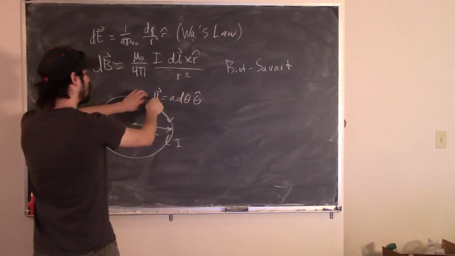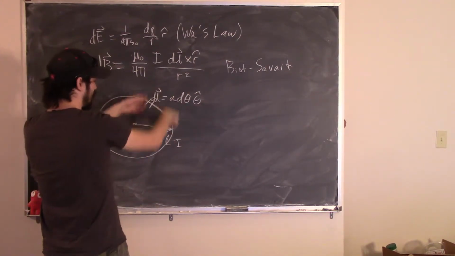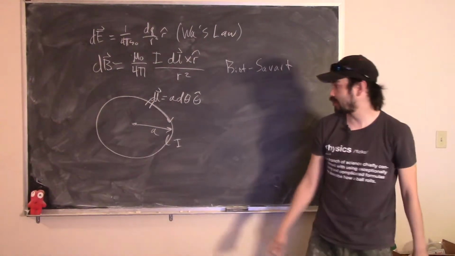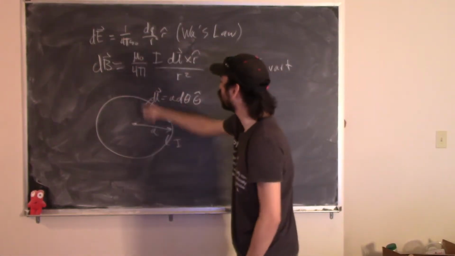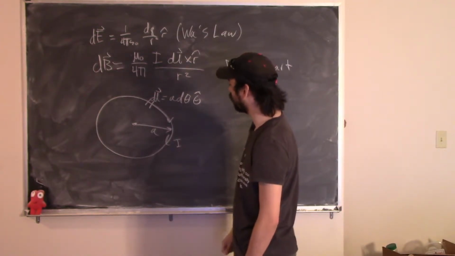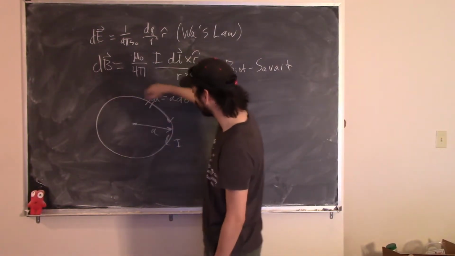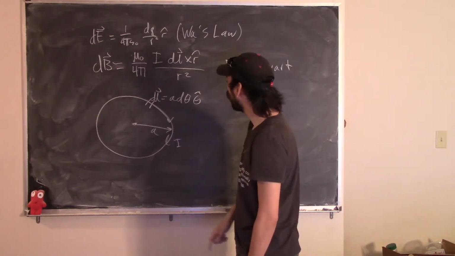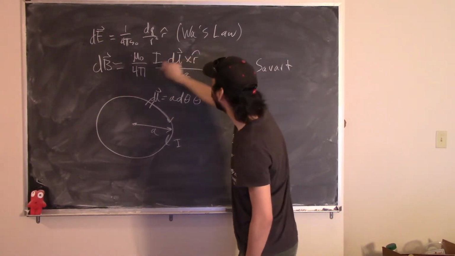So dl contains the directional information for the current. You see, the current's just a scalar quantity. It's just I. But dl is really what's carrying the vector information. It says where the current is going and in what direction. So that's dl. We've defined dl.